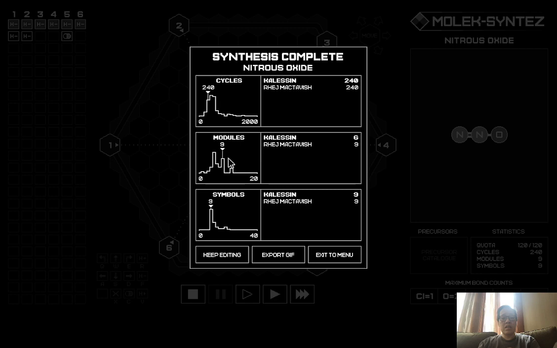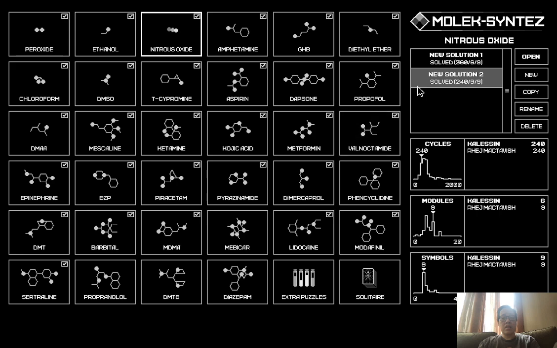Modules, I'm using nine, I think, I'm not sure, I still don't know. Modules and symbols are different, right? I'm using nine symbols and nine modules, which is super high. At one point, I got six. All right, so what are modules and what are symbols?